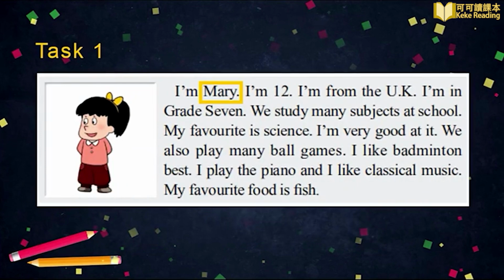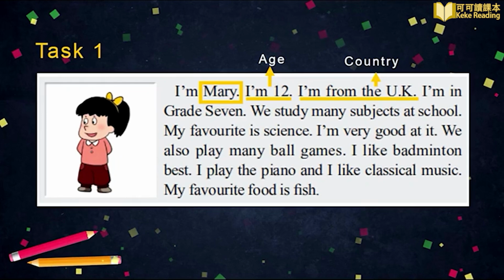I'm Mary. I'm 12. 我12岁。It's the first information that we need to write in the table. 这是我们表格中需要填的第一个信息。Let's underline it. I'm from the UK. 我来自英国。The UK is a country. We underline this sentence. I'm in grade 7.